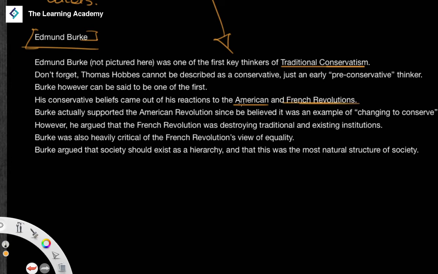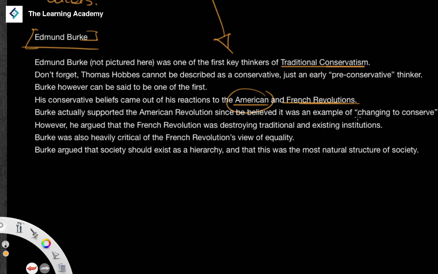Now, what's really interesting is that, generally speaking, Burke supported the American Revolution. He supported the Americans' right to freedom and freedom from taxation, which was one of the key reasons why the American Revolution took place. So we can't forget, if we go back to our American history, that one of the reasons for the formation of the United States of America was that Parliament wanted to tax the colonies without giving them representation in Parliament. And the colonies responded with the famous mantra, no taxation without representation. So Burke actually supported the American Revolution.